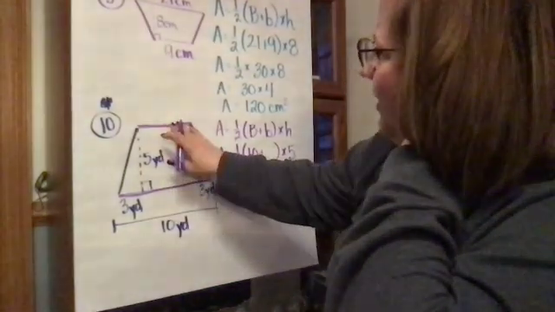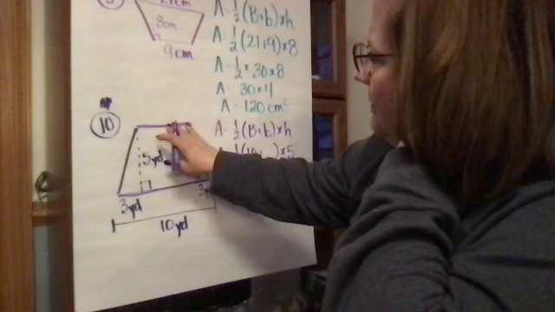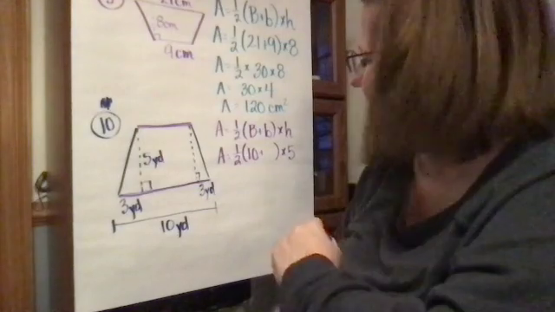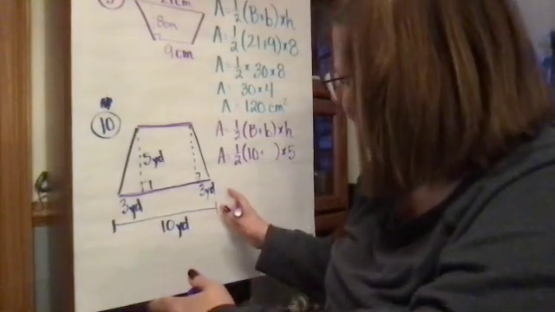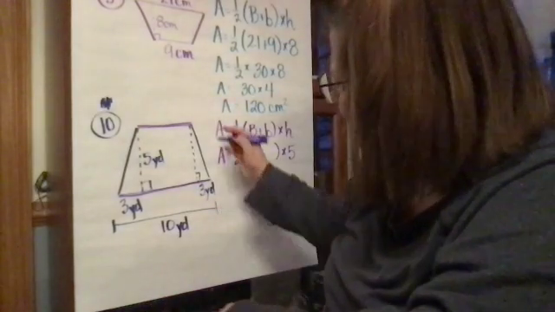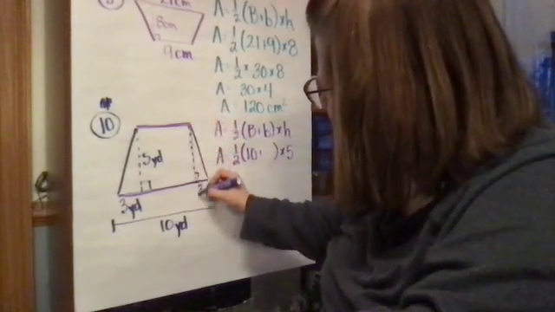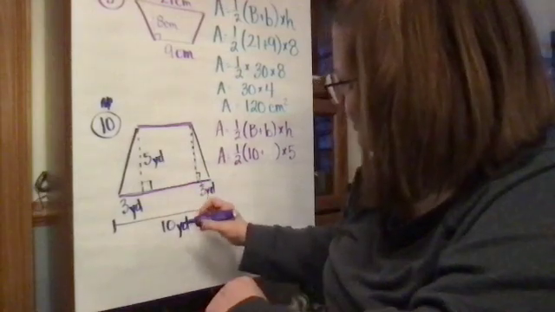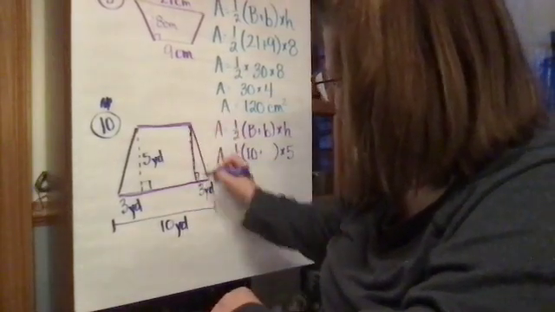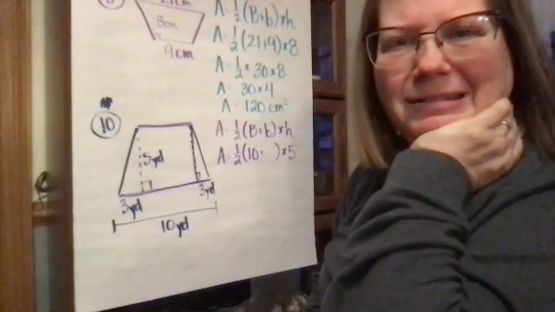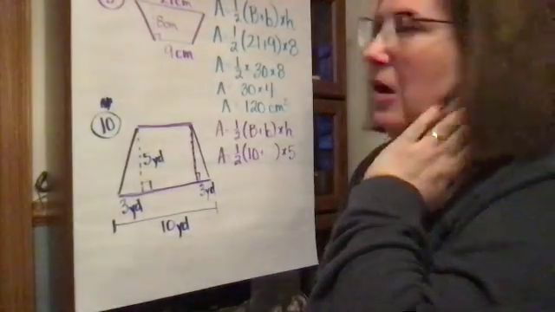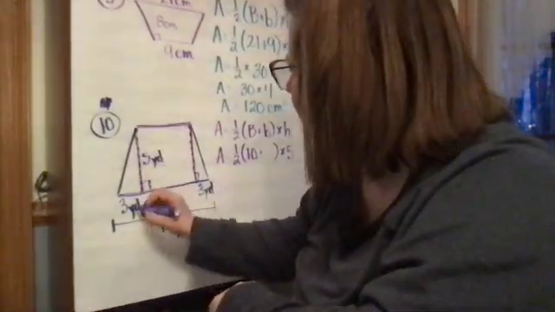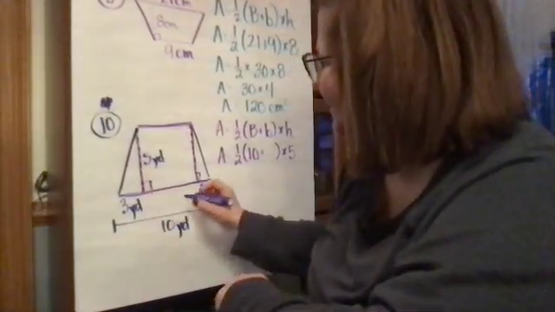Now, in order to find this top one, they don't give that to me right off the bat, do they? Well, I know that this one is 10. And if I cut off this 3, then that would give me part of this. That would give me 7. Do you think my little base is 7? Oh, you're right. We need to cut off the 3 on this side too. So 3 plus 3 is 6.